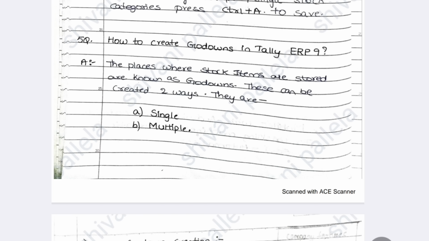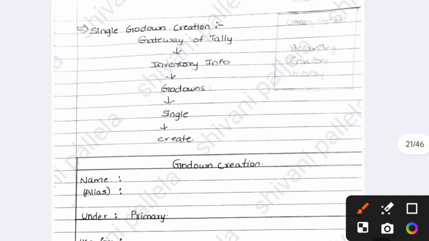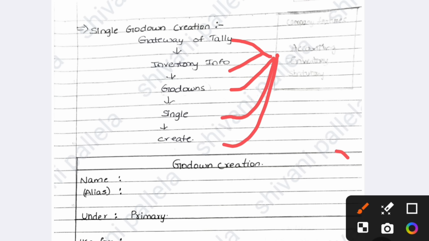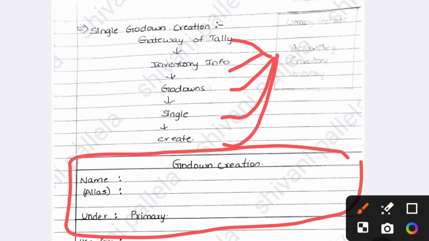In this also you have single godown and multiple godown. If you want to create a single godown, from Gateway of Tally, Inventory Info, you need to click it. Instead of selecting stock groups, stock categories and so on, click on Godowns. Then click on Single. Then Create. This screen is called the single godown screen.